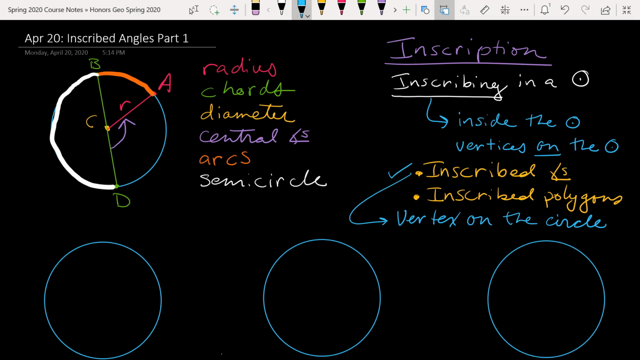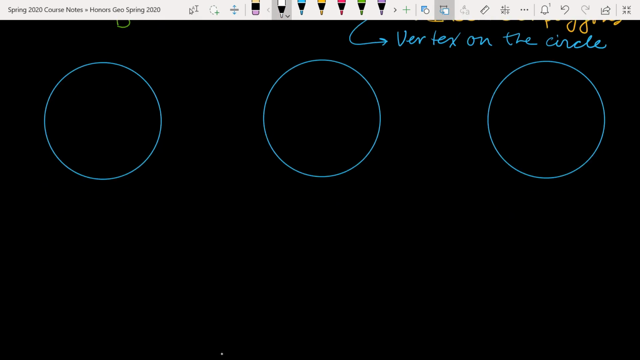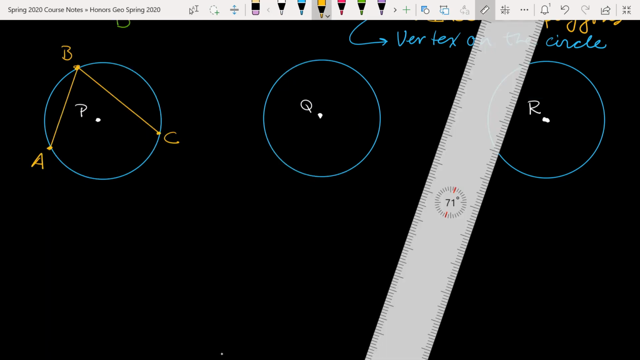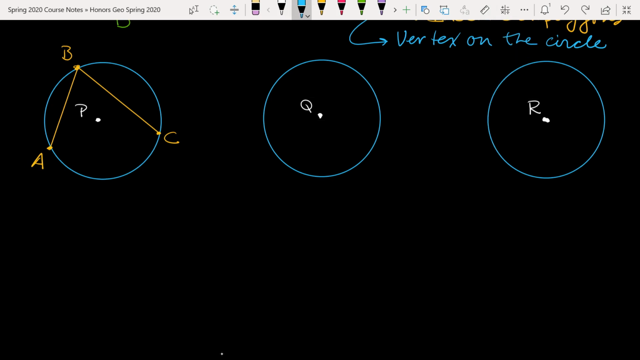So let's take these three circles I've prepared for us below and talk about what it means to inscribe an angle in them. Well, we might as well start by naming these circles. Circles P, Q, and R. Now let's draw some inscribed angles. ABC is an inscribed angle in P, since B, the vertex of the angle, lies on the circle. In this case, you'll notice that P is on the interior of the angle.